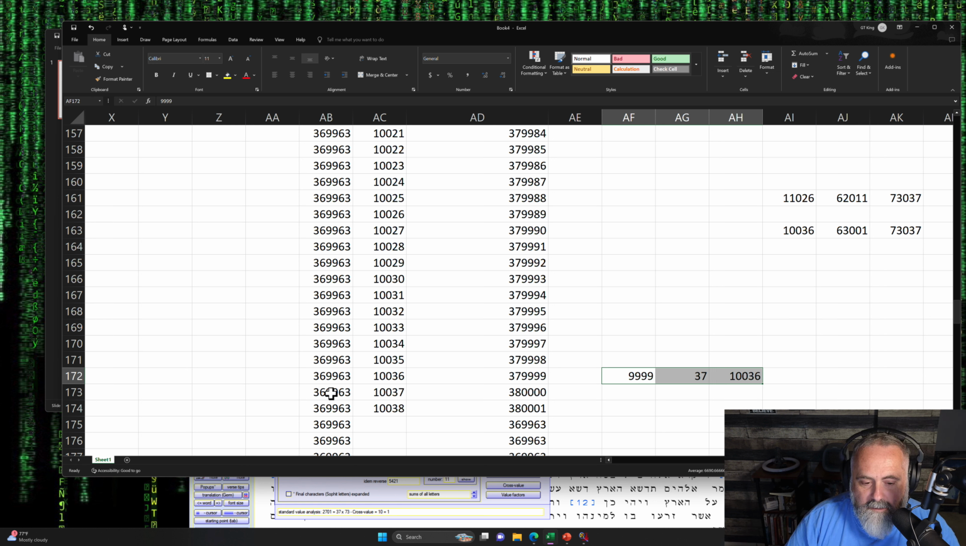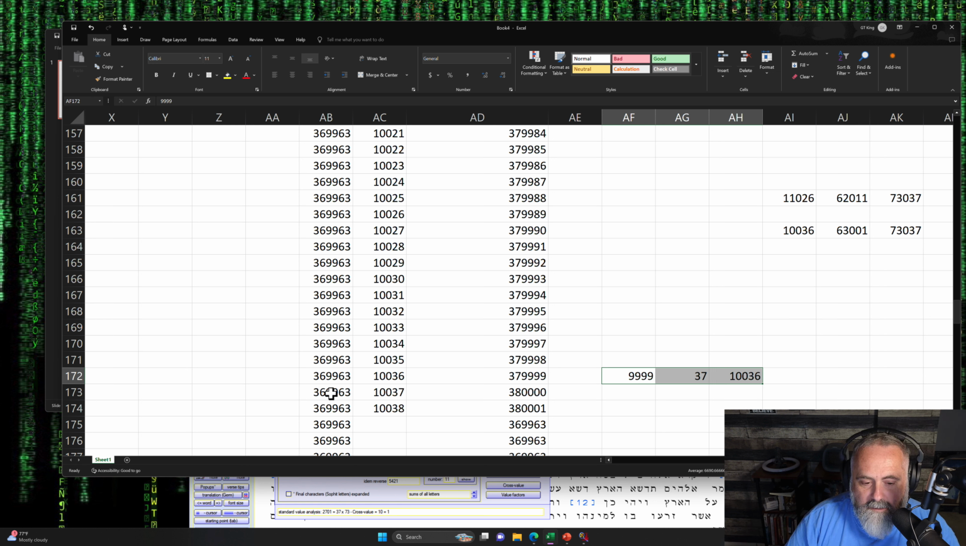In matrix gematria, the value of Genesis 1:1 is 11,026. Again, in matrix gematria. Okay, 11,026. When we add the mirror opposite of that, 62,011, we get the same number, 73037. And I've talked about this in my book.